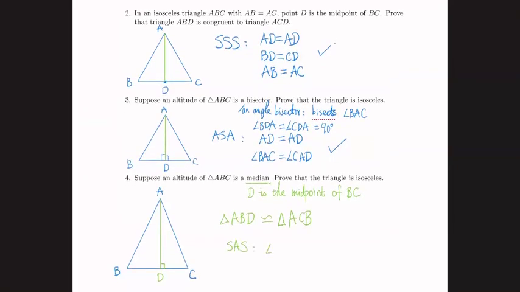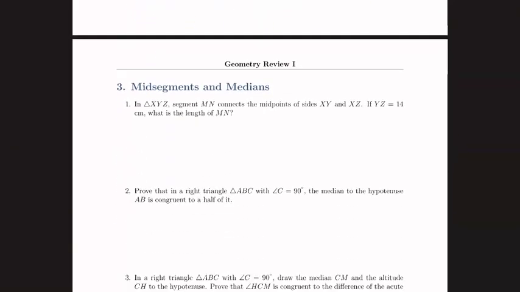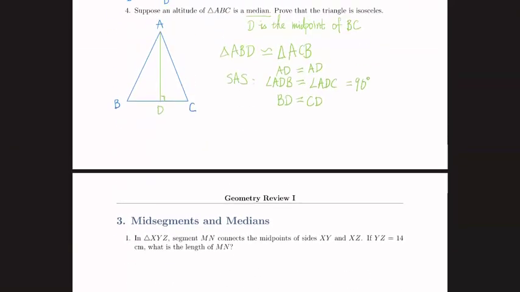Okay, so angle ADB, angle ADC, because both are 90 degrees. And which two sides? AD equals AD. And then BD equals CD because it's a midpoint. Okay. Because of the midpoint, we can apply the SAS theorem. We conclude the two triangles are congruent. Therefore, the two angles are the same, the two sides are the same length. Okay, question about these two parts.